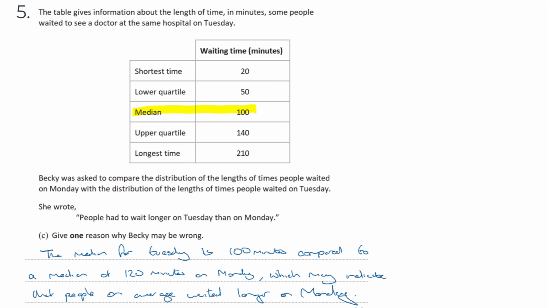Okay, so give one reason why she might be wrong. The median for Tuesday is 100 minutes compared to a median of 120 minutes on Monday, which may indicate that people on average waited longer on Monday. And that is kind of contradicting her hypothesis there that people waited longer on Tuesday, isn't it?